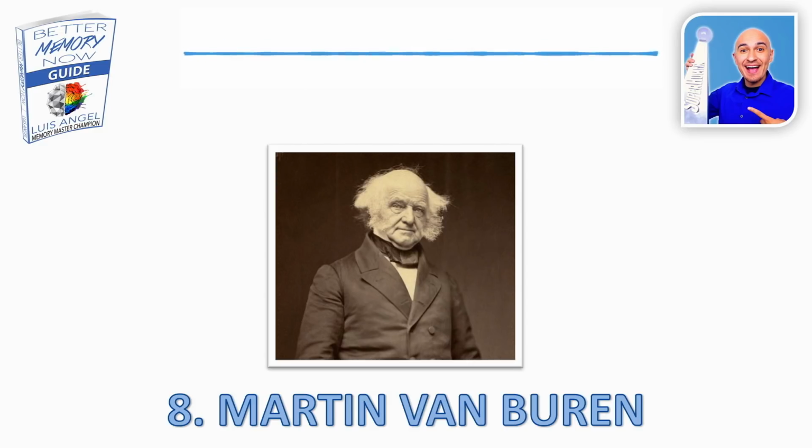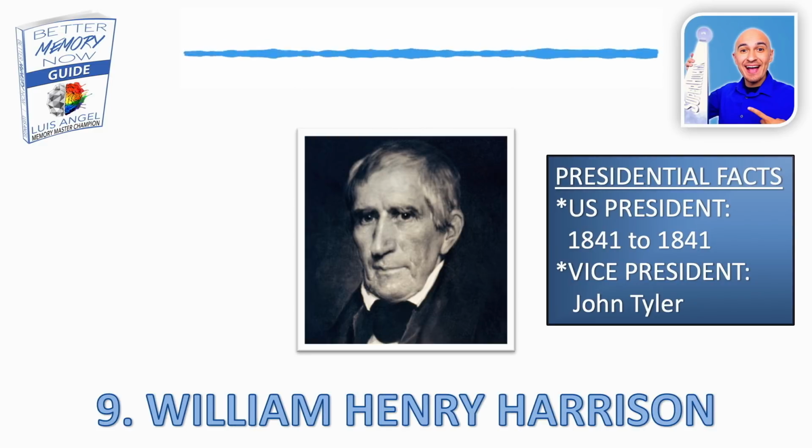Martin Van Buren. The ninth president is William Henry Harrison, and unfortunately, he did pass away from typhoid and pneumonia just 31 days into his presidency. So he served from 1841 through 1841, so the same year, and his vice president was John Tyler, who ended up succeeding him as the next president.